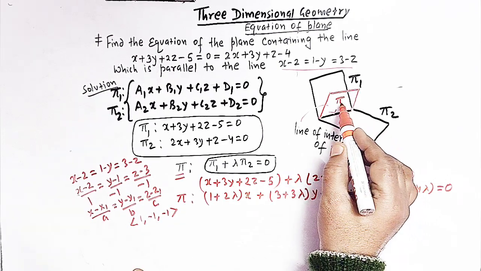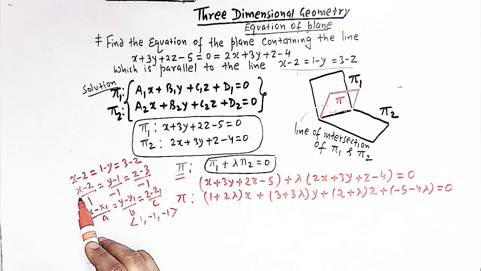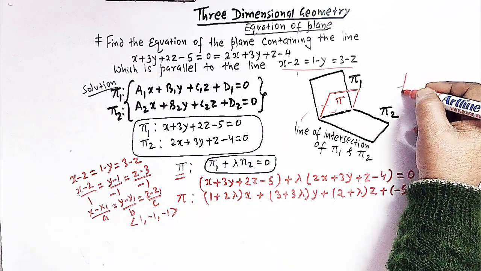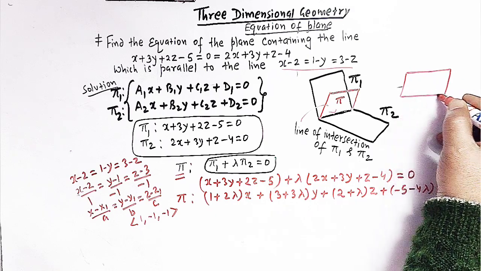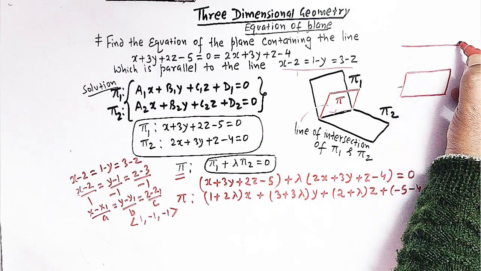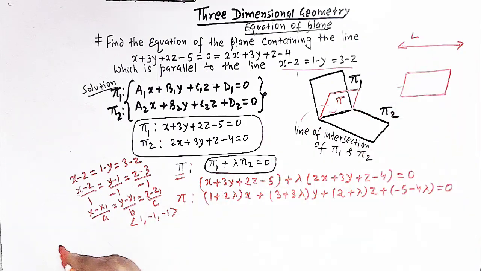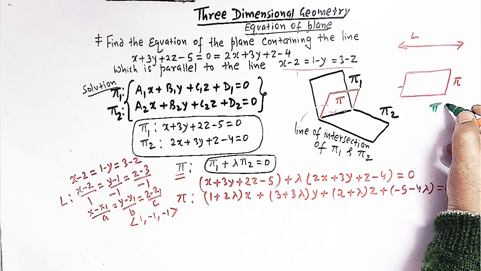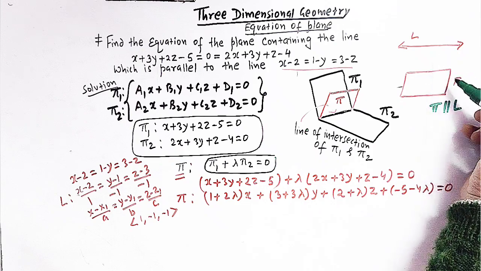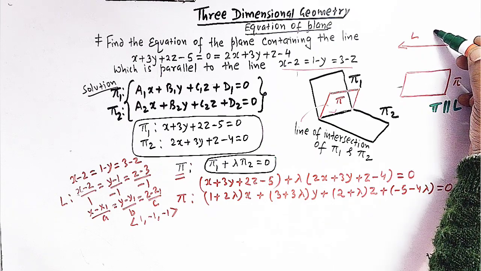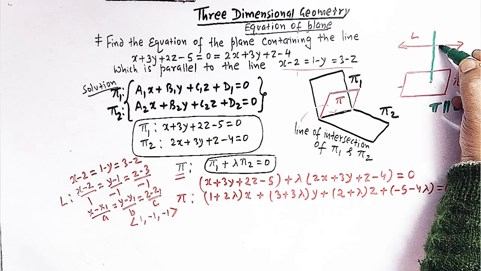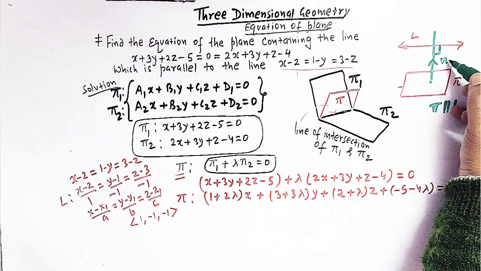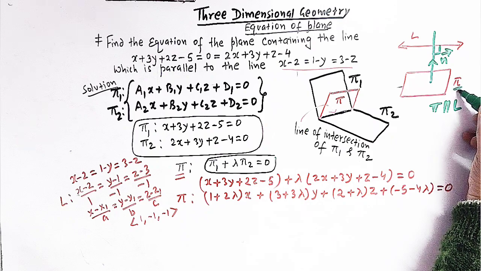So now this plane pi is parallel to this line. So here we can draw the plane pi, and here we have the line, say L. So let us denote this line by L, and here we have the plane pi. So now this plane pi is parallel to the line L. So the normal vector to this plane pi is perpendicular to this line L. So this is the normal vector to this plane pi.